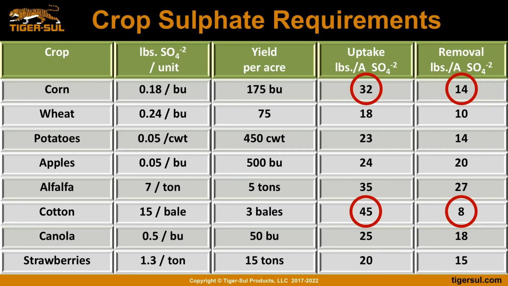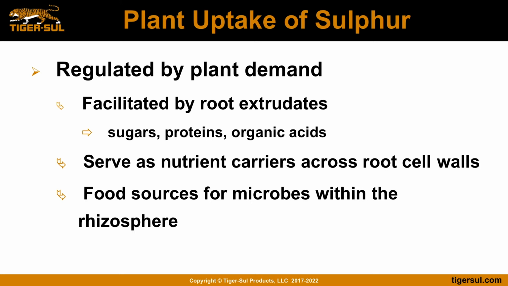The point we need to make here is, if we make a recommendation for sulfate for a crop based upon removal, are we going to have enough supply for that crop throughout the growing season, especially during its peak demand? So with that, I suggest we take a look at recommending sulfate requirements based upon potential uptake needs. And that plant uptake is regulated by plant demand.